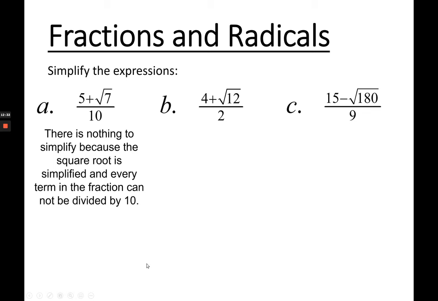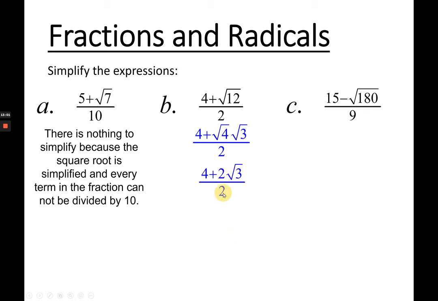There's no way we can simplify it, or there's no way that we can divide it. But B, we can. But first, we need to simplify a radical. On the problem 4 plus square root of 12, all over 2, square root of 12 is possible to simplify, which is to factor square root of 12 as square root of 4 times 3. Square root of 4 is 2.